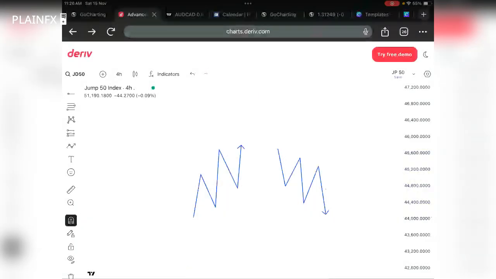Once you've identified the trend, you have to take note of market movement, in the sense of whether expansion or retracement. There are two types of market movement: one is expansion, two is retracement. Once you've identified the trend, both bearish and bullish trends do expansion and retracement.